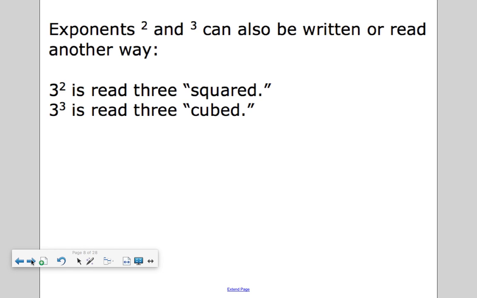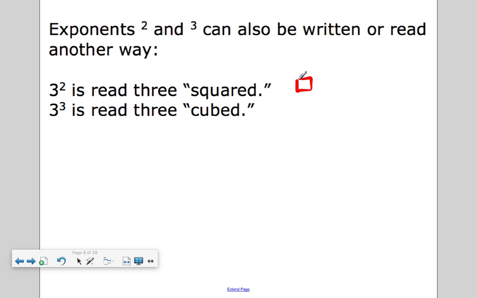So when you have a 2 and a 3 though, some people say this as 3 to the power of 2 or 3 to the power of 3. However, the more mathematical way of saying it is 3 squared and 3 cubed. When you see a 2 as the exponent, we say squared. If you see a 3, you say cubed. You may say, but why?